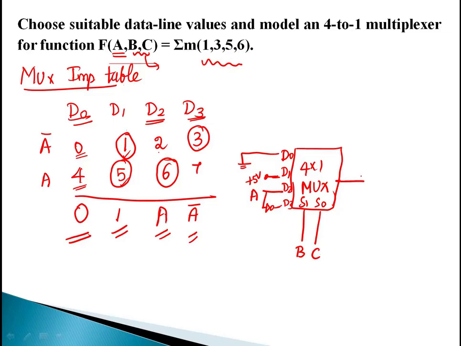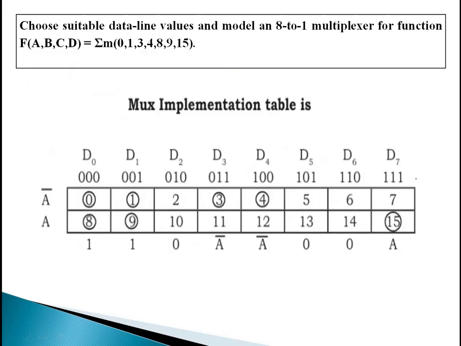Okay, so we'll get only one output, that is nothing but y. So y equal to our function. Clear? So this is your 4:1 mux. Okay, so now let's move on to your 8:1 multiplexer.